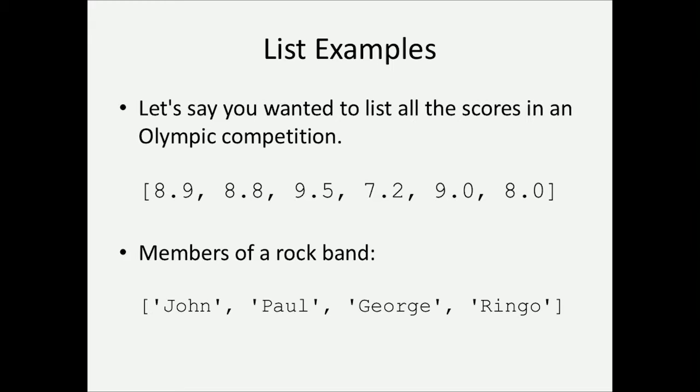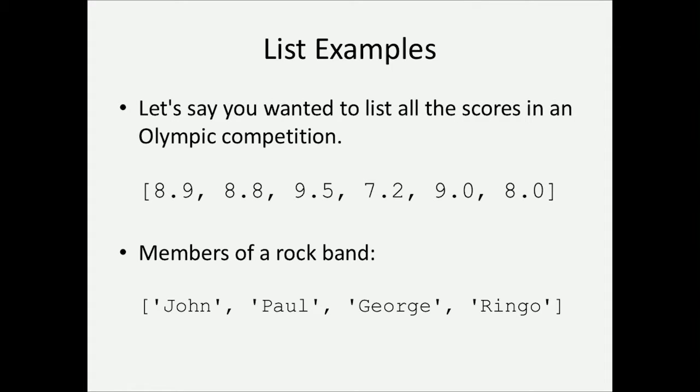But it doesn't have to be numbers. For example, we can have a list of members of a rock band. So there's a certain rock band somewhere in the world where there's four, in this case, there's 4 strings in this list, and the members that are named by these 4 strings are John, Paul, George, and Ringo. So those could be in a list.